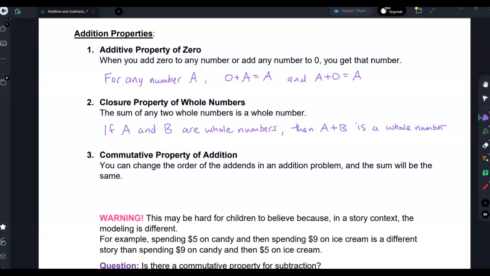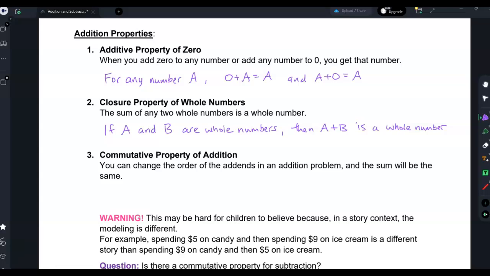All right, so then the next one we're going to move on to is the commutative property of addition. Make sure that you know how to spell this and how to say that. It is not "commune." There's no N anywhere in that word, right? So it is the commutative property. And basically it says that you can change the order of the addends in an addition problem and the sum will be the same. So we're not going to necessarily say that it's the same addition problem.